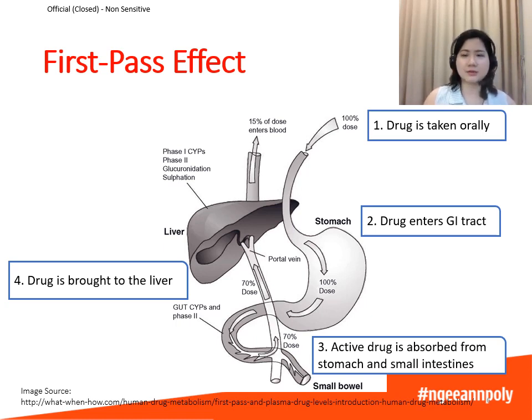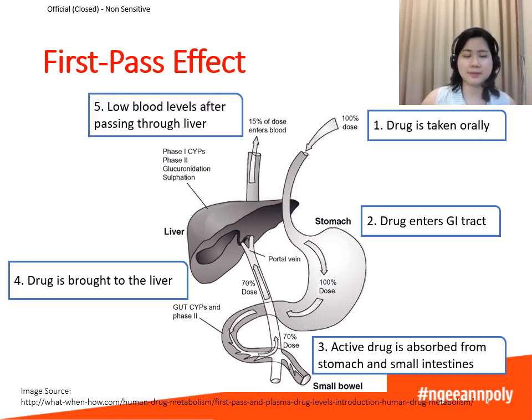The liver is our detox organ of the body and contains many enzymes. Some drugs are metabolized or broken down by the liver, so only a small amount manages to pass through the liver into the general circulation. So, before an orally administered drug can reach the general blood circulation, it has to first pass through the liver, and that's why it is called the first pass effect.